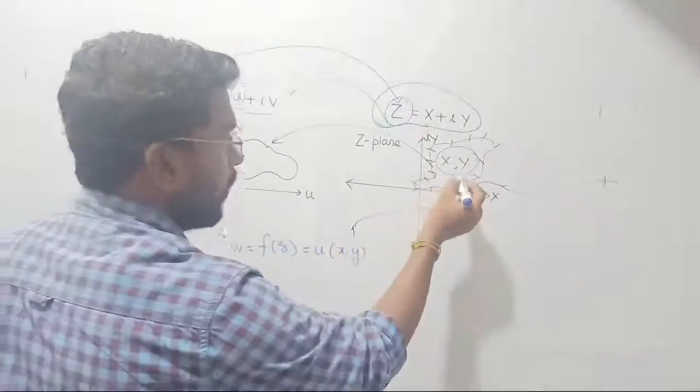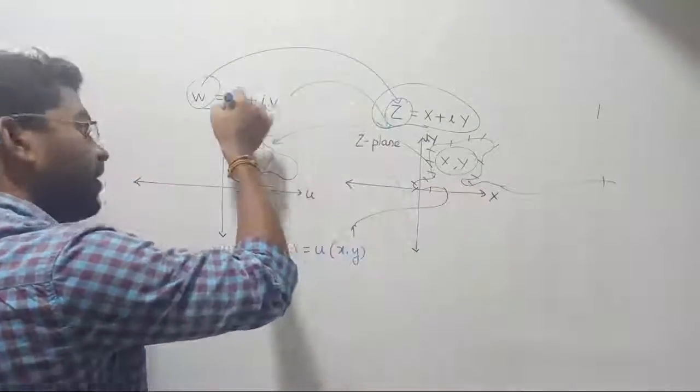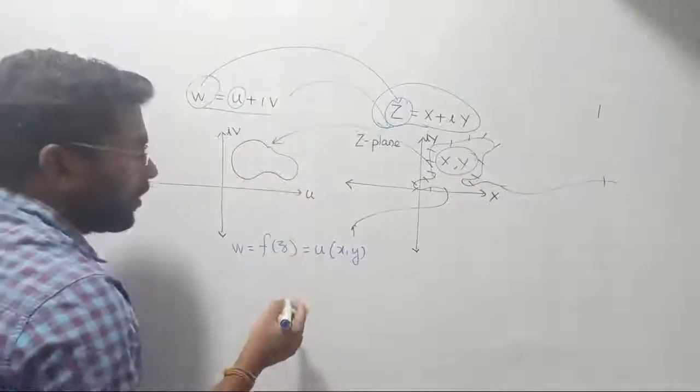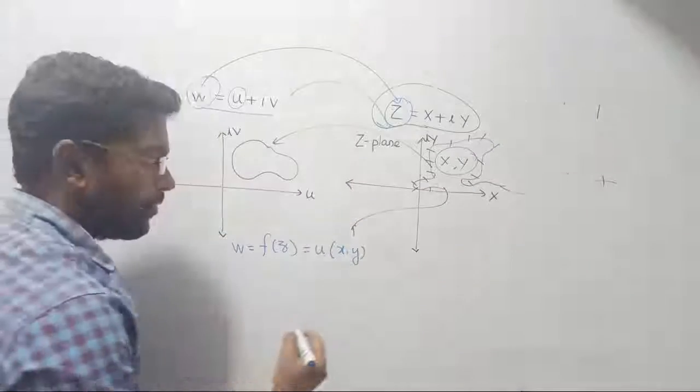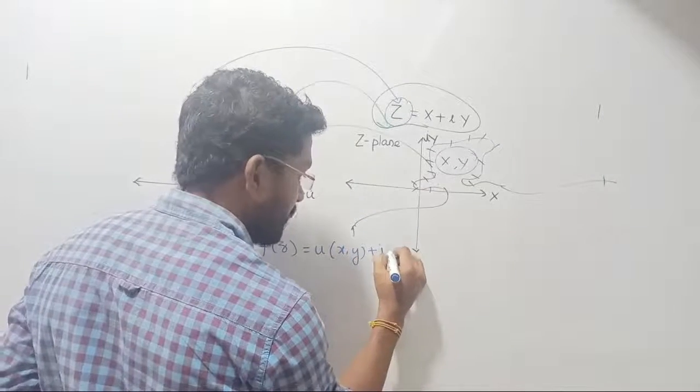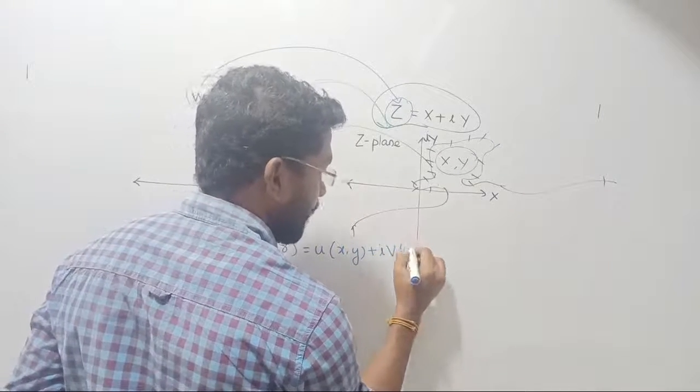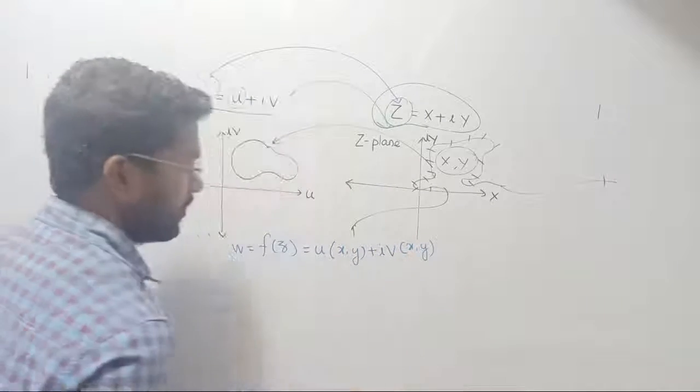In this place, you take a point, and using that point we are bringing these points. So u will always be a function of x comma y, as well as v also going to be a function of x comma y. That's all. There are no big things to understand, right?